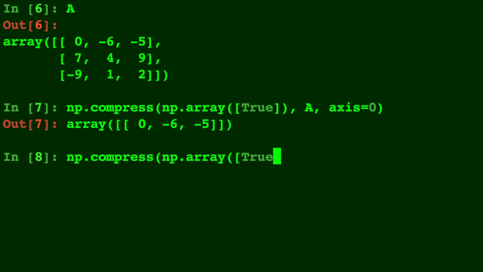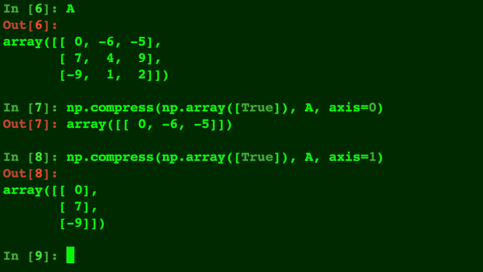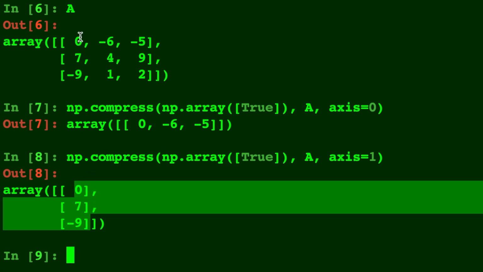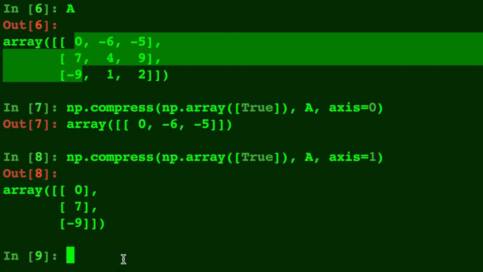Next, we'll do the same thing, give it A, but this time we'll do axis equals 1. Axis equals 1 corresponds to the columns. So there we have our first column since we gave it only one True value.